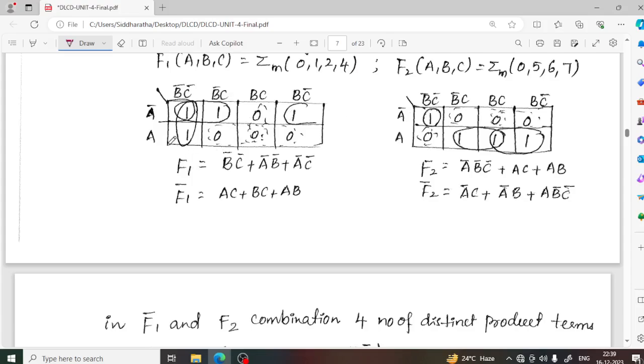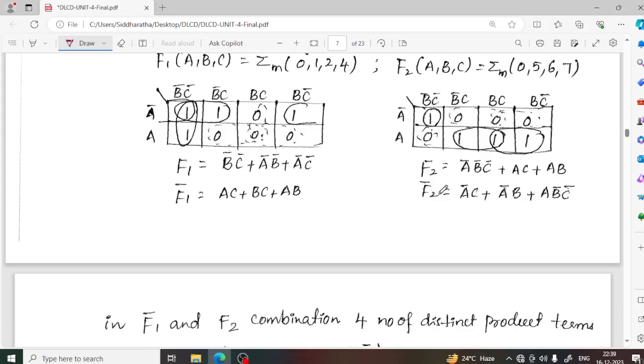I am not going to detail how to get F1 and F1 bar, F2 and F2 bar. F1 is obtained by grouping the ones, F1 bar by grouping the zeros, right? For zeros 3 pairs are there, for ones 3 pairs are there. So for every pair there is a corresponding product term. Similarly F2 and F2 bar.